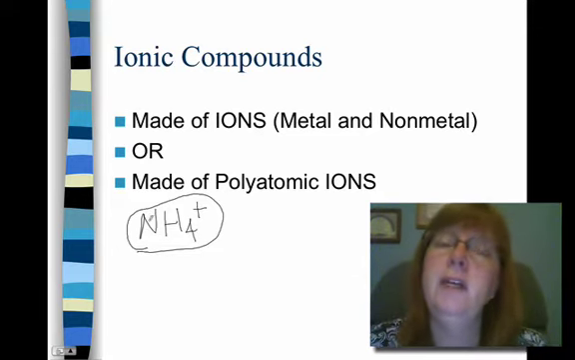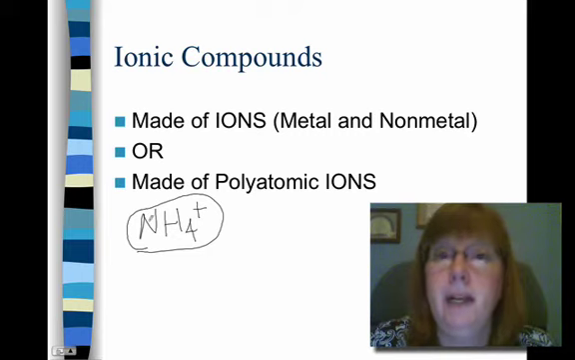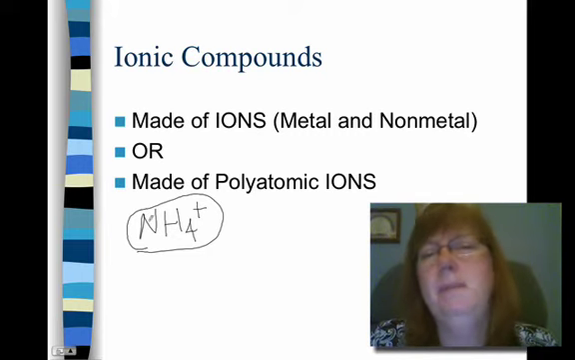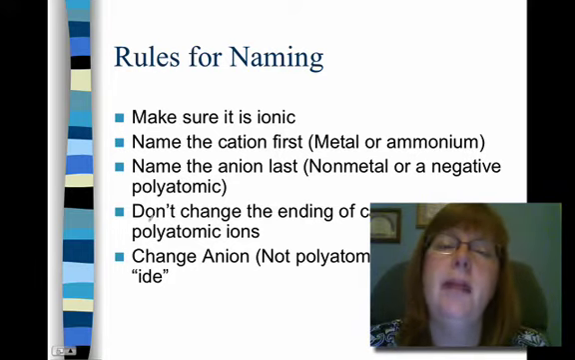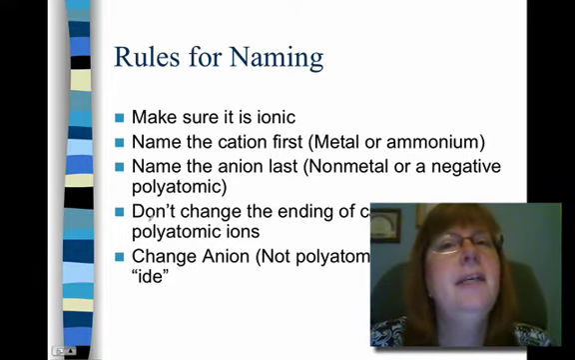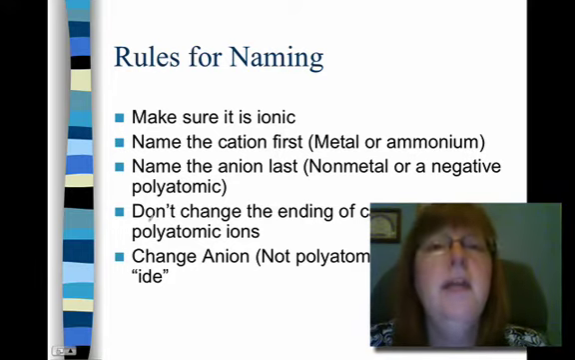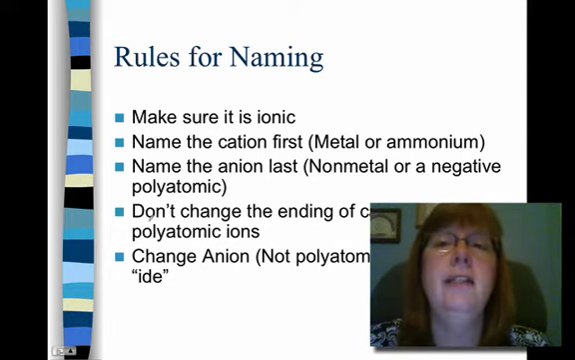So we're going to be on the lookout for metals, nonmetals, or ammonium with nonmetals. And that is an ionic compound. Sometimes people call them salts. All right, well, let's get some rules for naming them. First of all, let's make sure that it is an ionic compound. We're going to learn about molecular compounds in another video, but right now, just look for either the ammonium or the metal, and then the nonmetal.